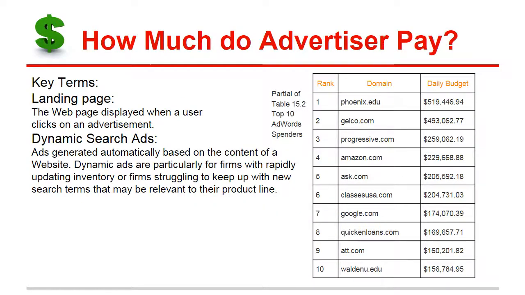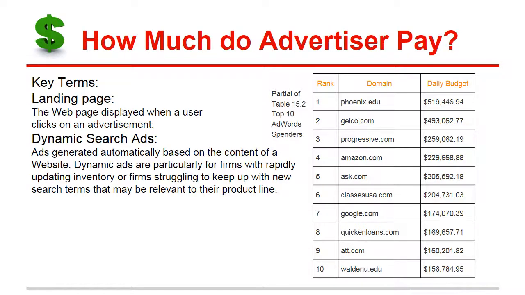So just how much are advertisers willing to pay? Here is a table that shows the top 10 highest paying companies that use Google AdWords. It's amazing considering the figures shown are daily budgets. Google brings in billions, which is incredible since most clicks bring in just 30 cents to a dollar.